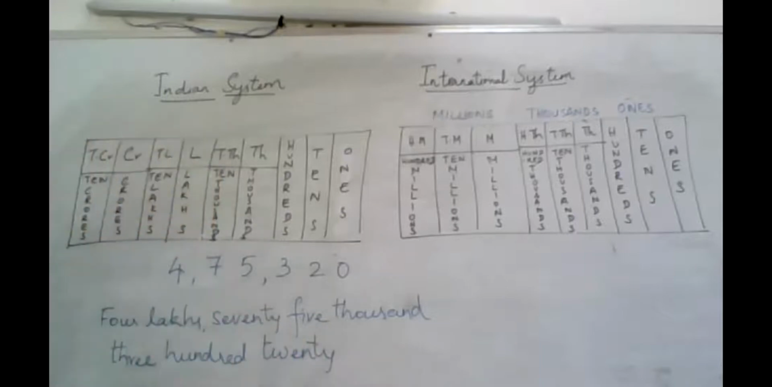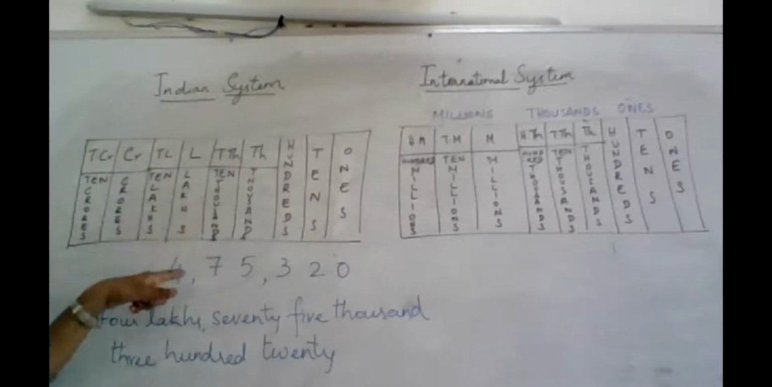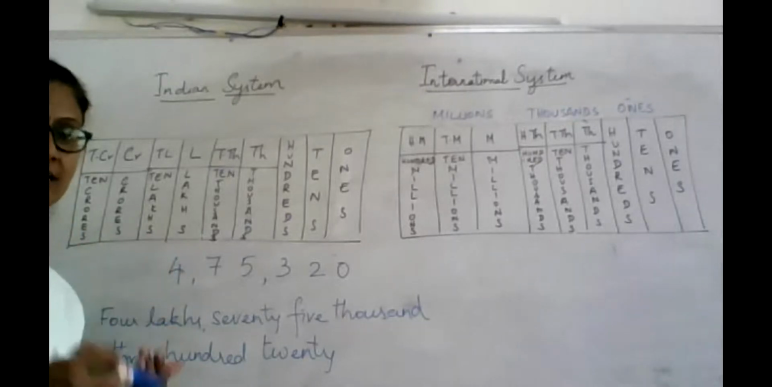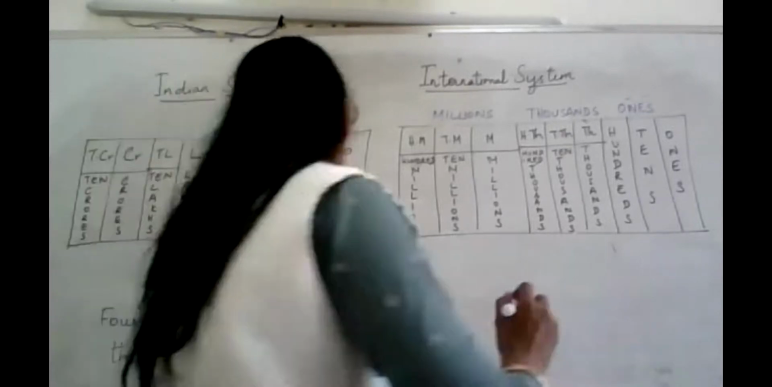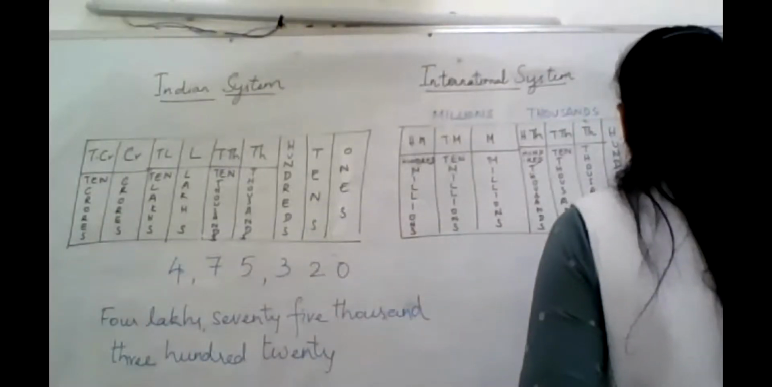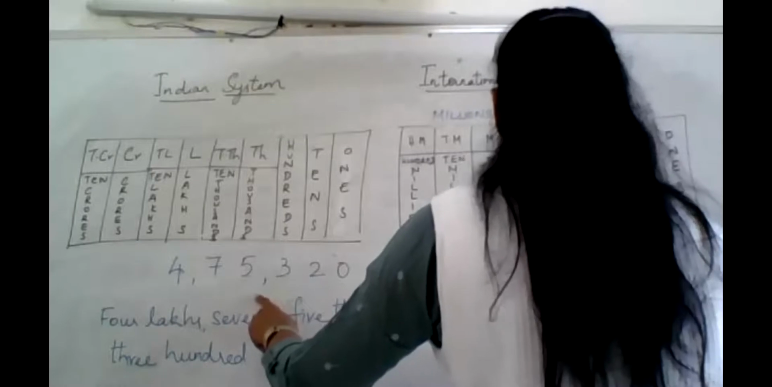This is how this number is read in the Indian system, because we were able to locate their places and give the value according to their places. This will allow me to give the number name in the particular system. Now the same number, if it has to be written in the international system, let me see this: 3, 2, 0. Then I have 5, 7 and 4.